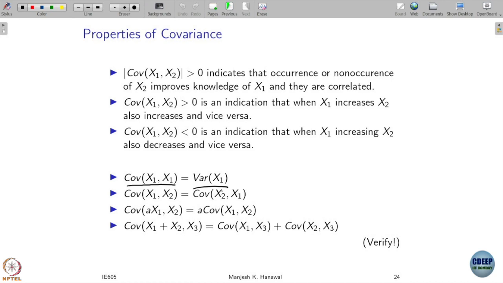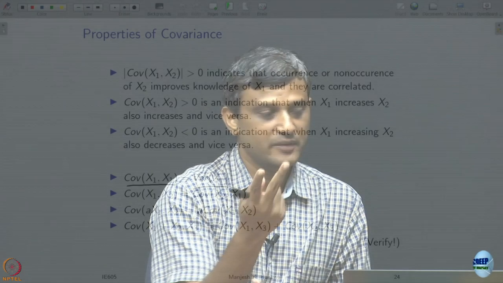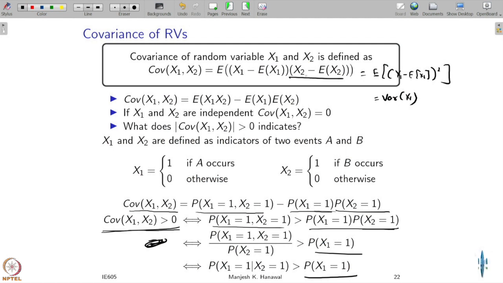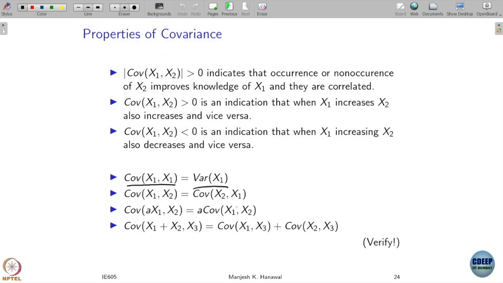The second one: covariance is not dependent on the ordering of these random variables. Whenever you are talking about two random variables, either you take the covariance of x1 and x2 or the covariance of x2 and x1, they are the same, right? Because you multiply this term first and then this, or this one first and that one, that does not matter. And now, if you scale one of the random variables, let us say x1, by a factor a, then the whole covariance gets scaled by a factor of a. Again, I would like you to verify these last two properties.